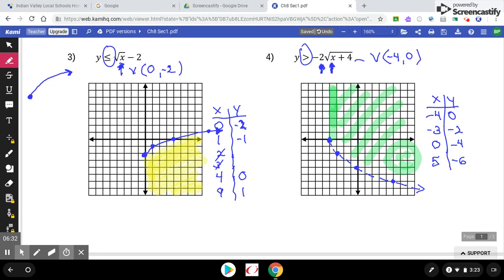That's it for inequality graphs. The reason we are not going to ask you for domain and range on these is because the shaded region is an infinite number of answers. So if there's an infinite number of answers, domain and range really is completely unnecessary for these.